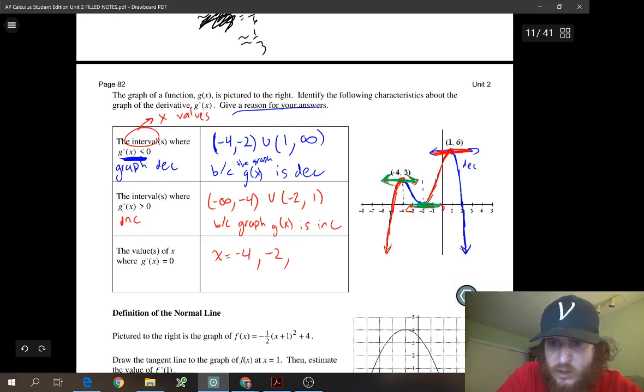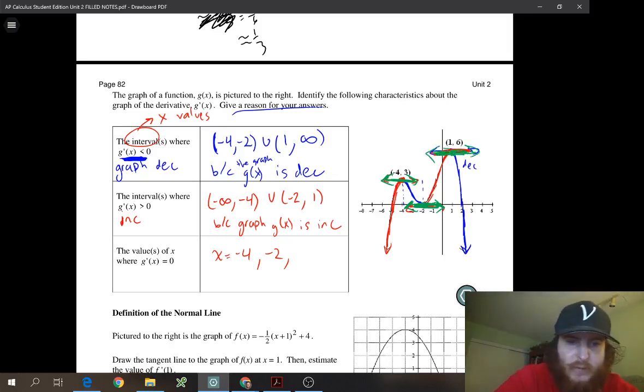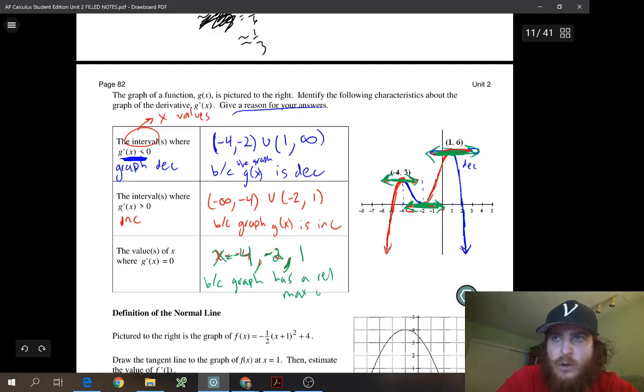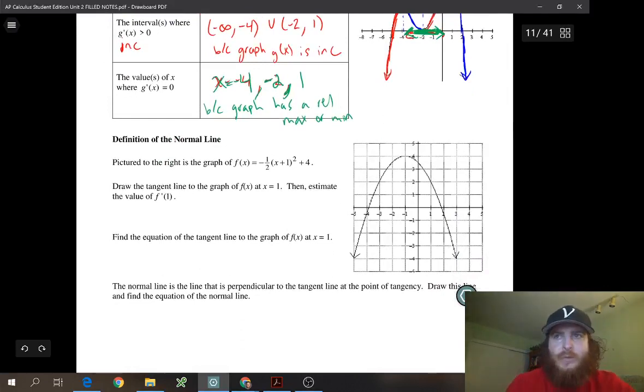So these are where we have that horizontal tangent line, right? And these occur at our peaks and our valleys, right? So at x equals negative 4, comma, negative 2, comma, and 1. Okay, and our reason here can be because our graph has a relative max or min. All right, and so that's this graphical approach.